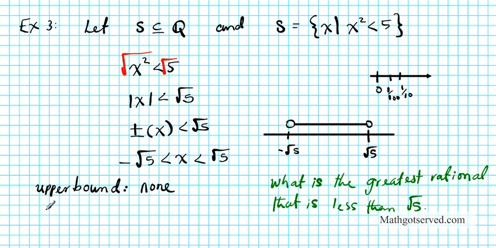So what does that mean about the supremum then? The supremum is the smallest of all the candidates. But guess what? We don't have any candidates, so how can we pick the smallest? So there is no supremum. How about the lower bound though?